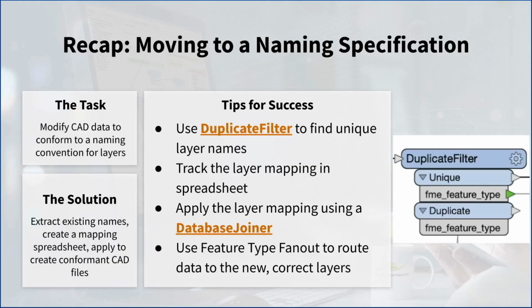So again, moving to a naming spec, use a duplicate filter. So we found all the layer names. We did the layer mapping inside of a spreadsheet. We're doing the joining by using the database joiner. It's a common trick to put the configuration smarts sometimes into an Excel spreadsheet or a database so that we don't have to modify our workspace if things change. And then we use the feature type fan out to route to new layers.